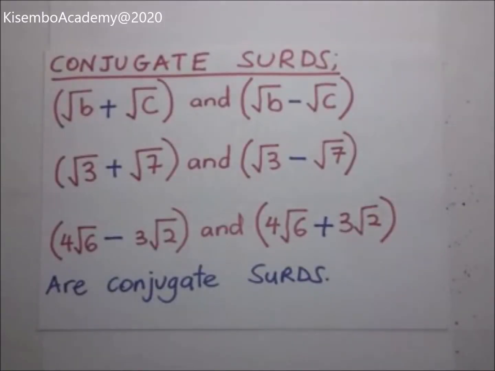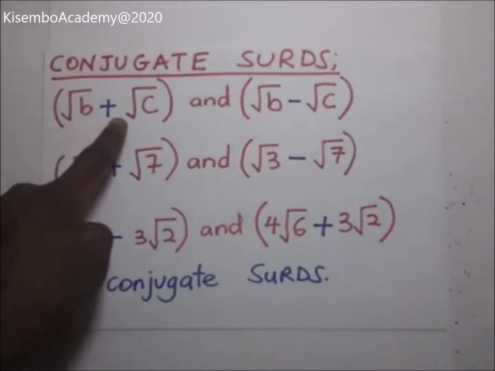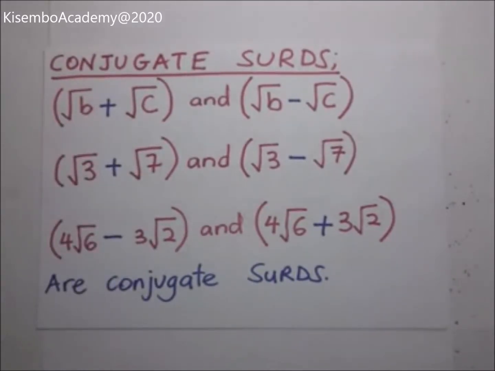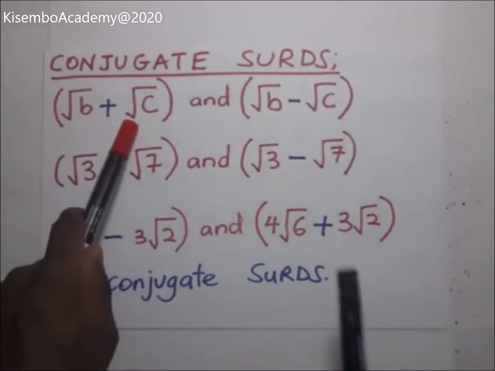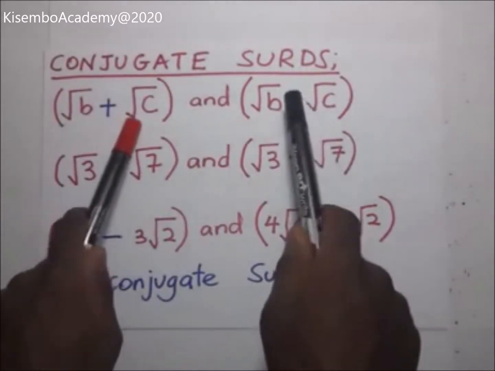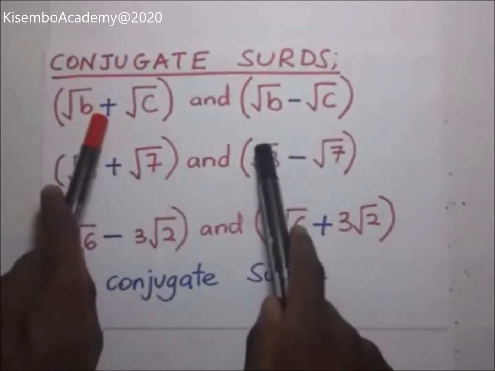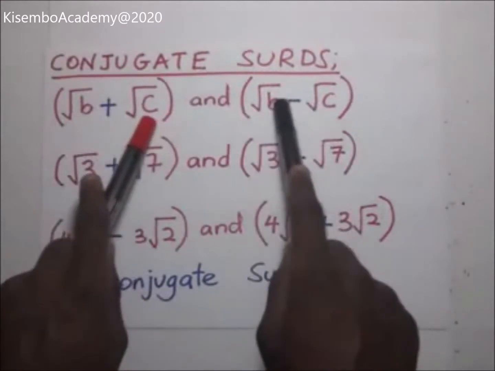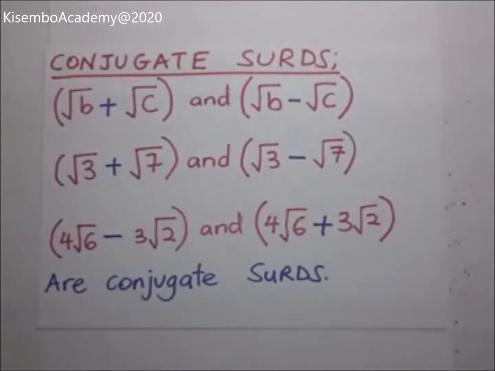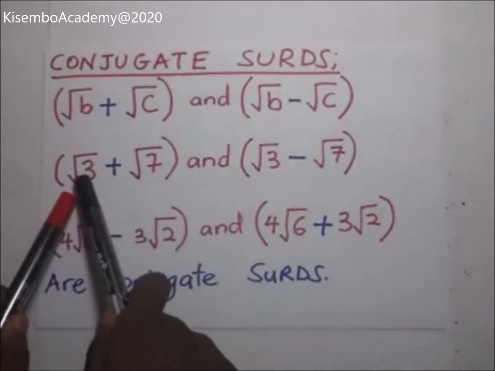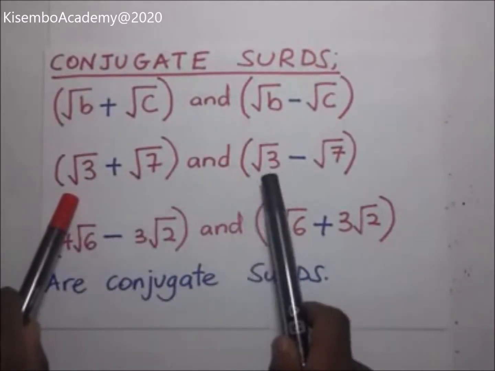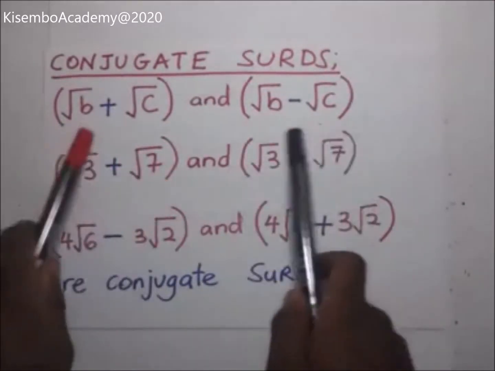Conjugate surds, these are simply surds that have a difference of either a plus or a minus in between them. In our illustration on our screen, we have the square root of b plus the square root of c, and the square root of b minus the square root of c. What is separating these two? This is a plus in between, this is a minus. These two are conjugate surds. One is the opposite of the other. Like we said here, root of 3 plus 7 and root of 3 minus 7. These two are conjugate surds.